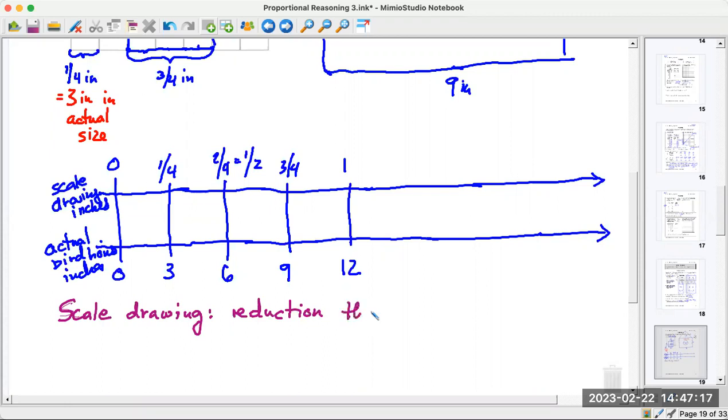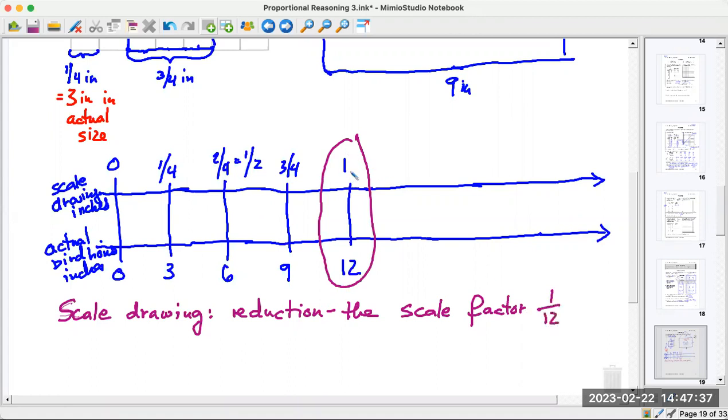The scale factor, and this is your scale factor, is 1 to 12, 1/12. For each 1 inch on your scale drawing, it's 12 inches in real life. So this is your scale factor. Notice it's a number between 0 and 1. If you divide 1 by 12, you're going to get a decimal like 0.0833 repeated. That means it's a number between 0 and 1, and whenever your scale factor is that, it's a reduction.